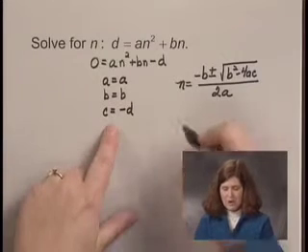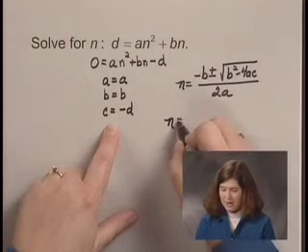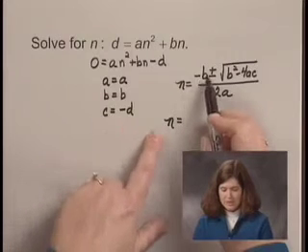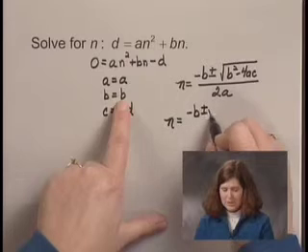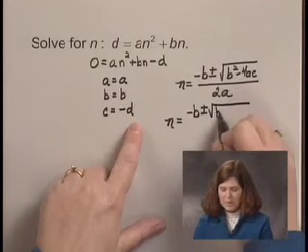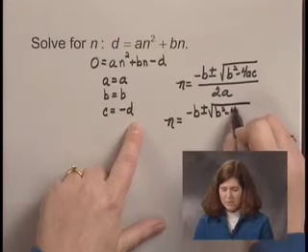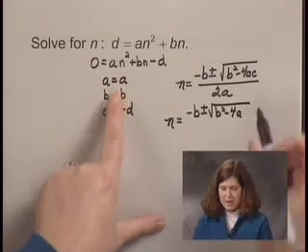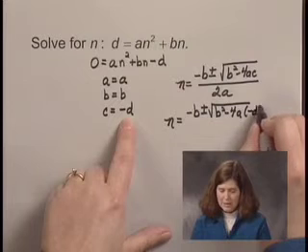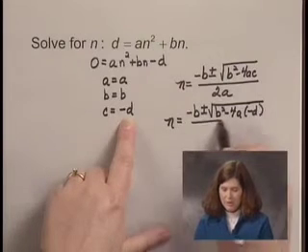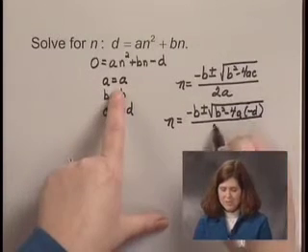So to solve for n, I write n equals the opposite of b, plus or minus the square root of b squared minus 4 times a, and then for c, I put in the opposite of d, all over 2 times a.